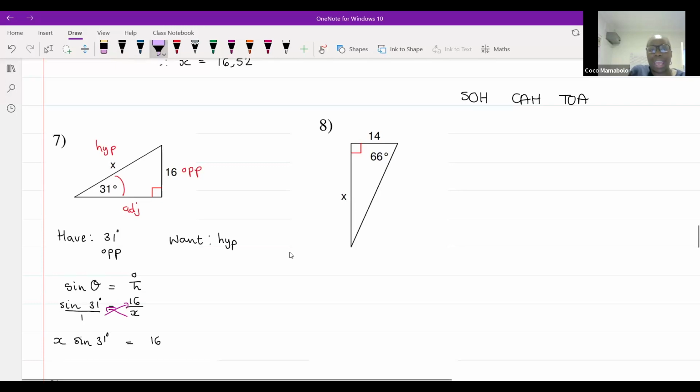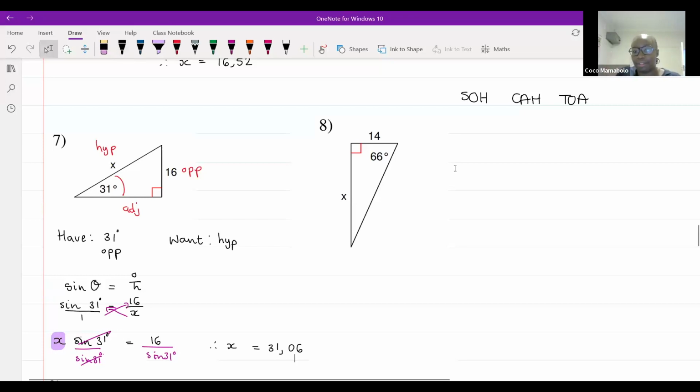But now I want x on its own. So what do I need to do to that sine 31 to get it away? Correct, Abu, absolutely. I must divide by sine 31, and what I do on the one side, I'm going to do on the other side as well. All right, and those two will cancel out. Therefore, x is going to equal 16 over sine of 31 degrees, which is equal to 31,06. Right.